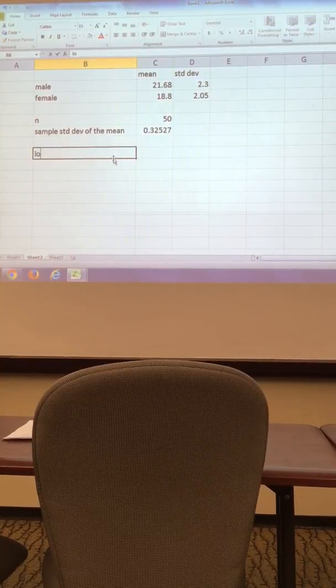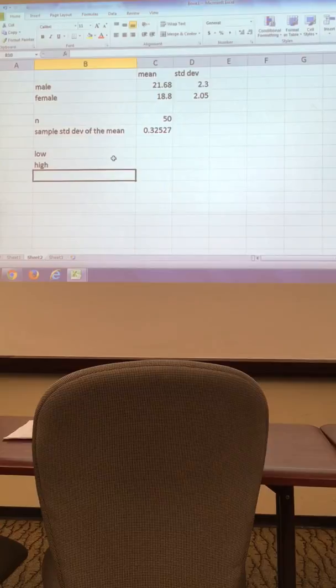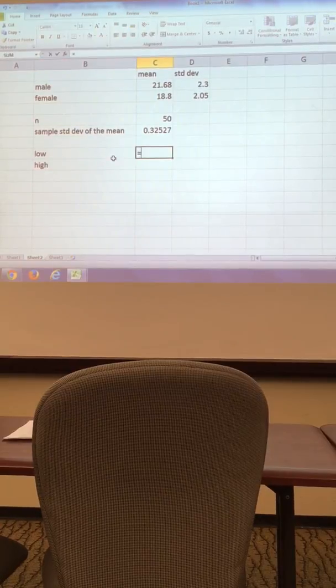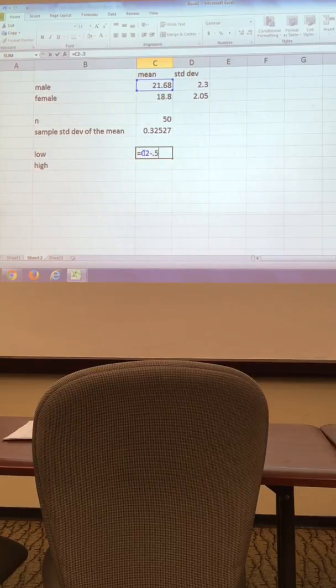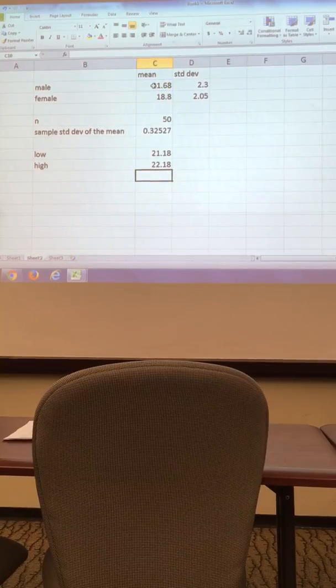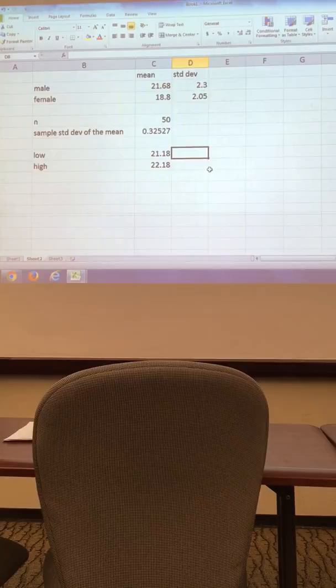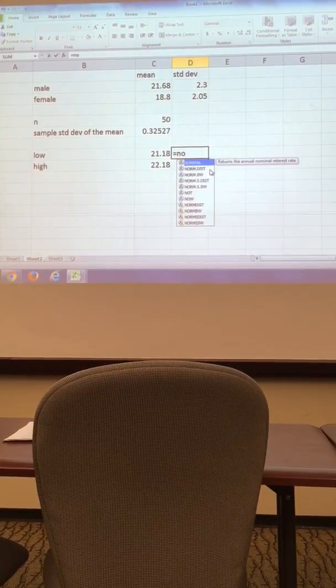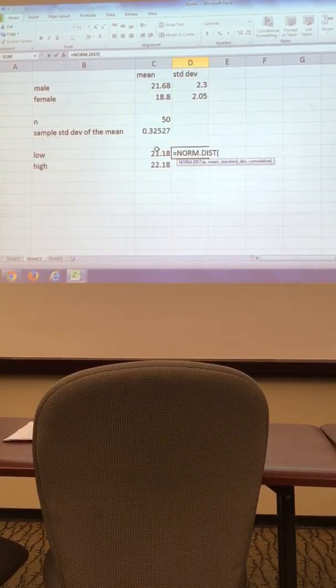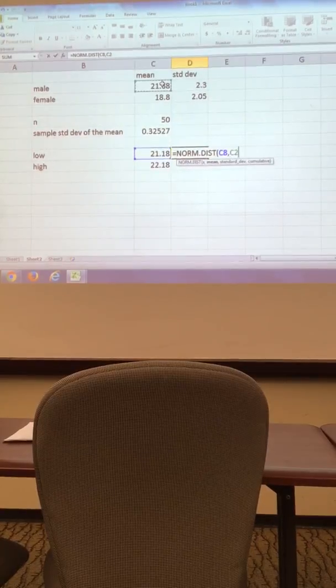And then our low point and our high point. Our low point is our mean minus 50 cents, and our high point is equal to our mean plus 50 cents. So, if we have a sample of 50, what is the probability that we end up within 50 cents of the mean? We can use NORM.DIST. This is our x value, this is our mean value, and this is our standard deviation.